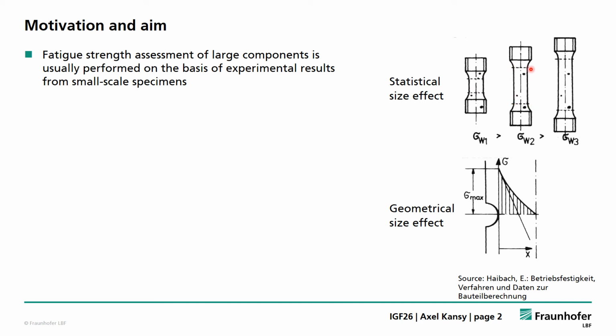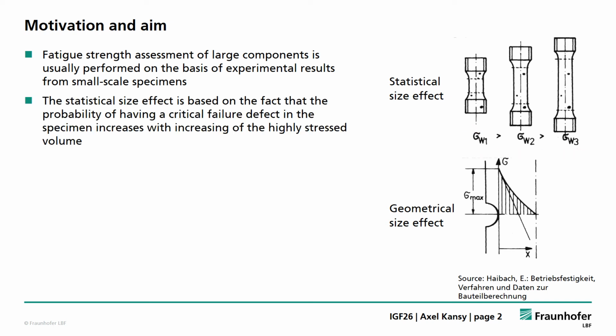The larger the specimen, the greater the number and size of defects in the highly stressed volume. So we can see here the highly stressed volume and the number of defects, and the size of the defects increases with an increase of the volume. And a higher number of defects leads to a lower fatigue strength, which is indicated here below. So the statistical size effect is based on the fact that the probability of having a critical failure defect in the specimen increases with increasing of the highly stressed volume.